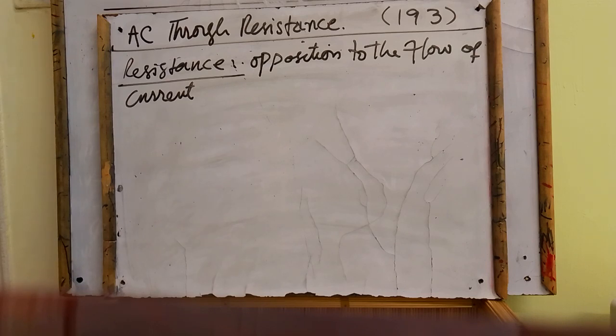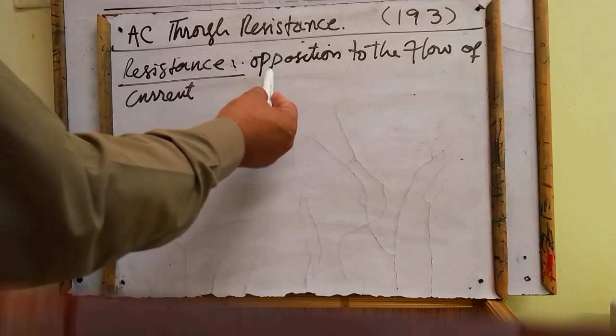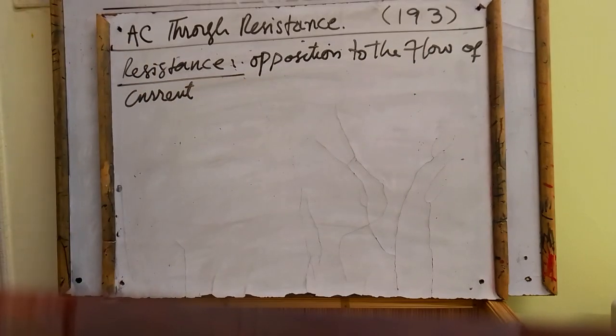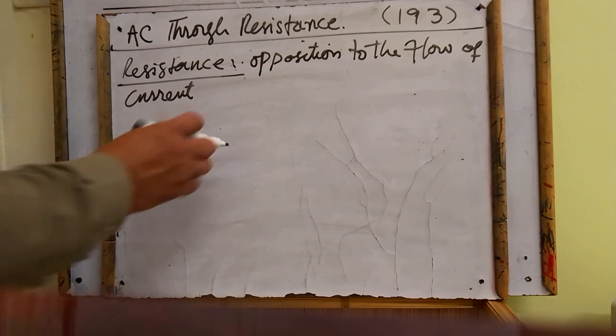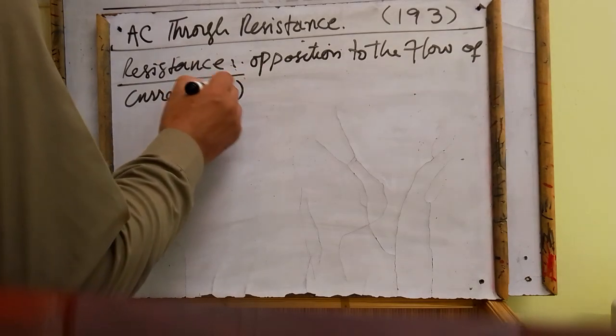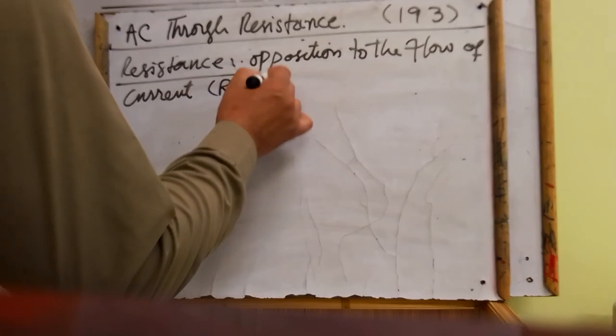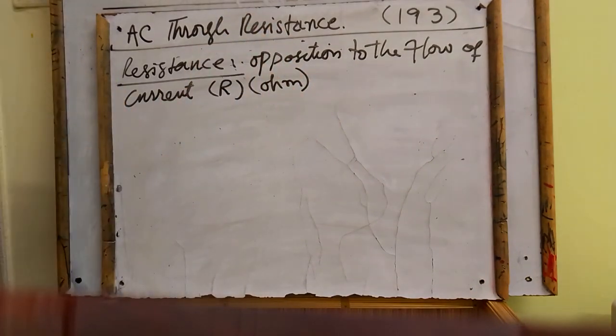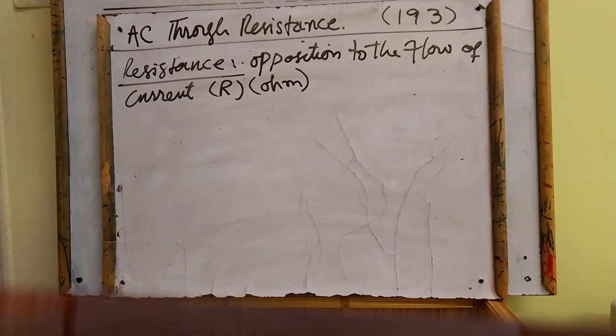Students, first of all, what is resistance? Resistance can be defined as the opposition to the flow of current in a conductor. It's called resistance. Resistance is denoted by R. The unit of resistance is ohm, after the name of George Simon Ohm, who introduced Ohm's law.